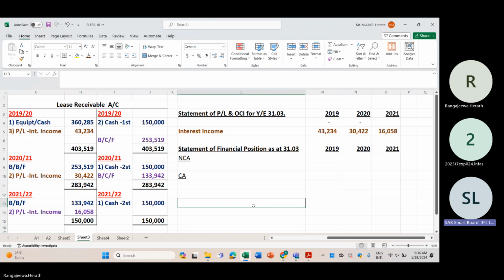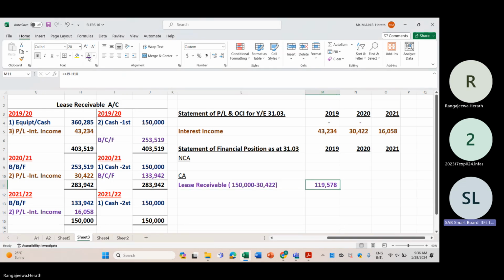Now the lease receivable at the end of the first year is 253,519. From that, 150,000 is receivable in the next year, and deducting the next year's interest of 30,432, you show it as the current asset, lease receivable. From the total lease receivable of 253,519, when you deduct that, the non-current part is 119,942.